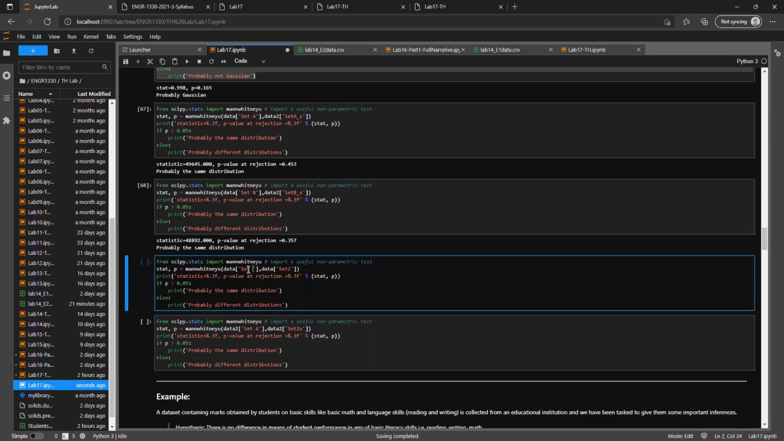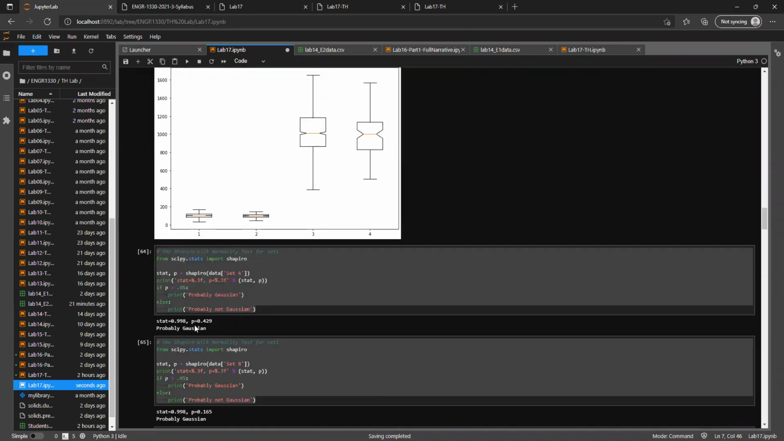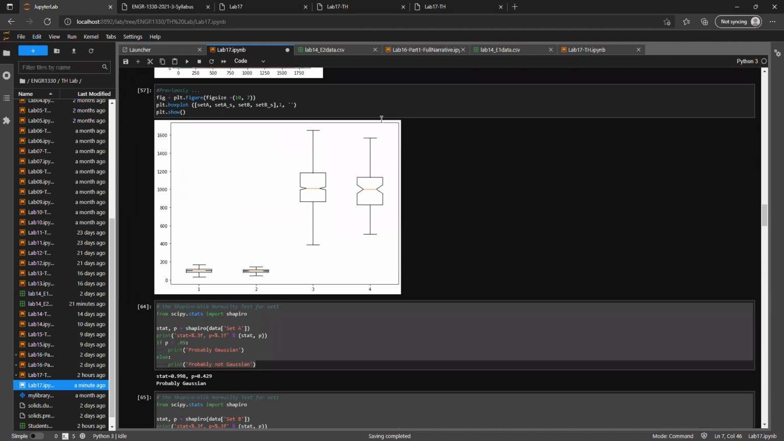We're going to test set A and set B to see if they are significantly different or not. And our test, the Mann-Whitney test, says they are probably different distributions, which both of our graphs seem to really confirm. We're talking about the original sets, so the light green and the red, and that's comparing that one and that one. So no shock there. Let's see if the random samplings are different.